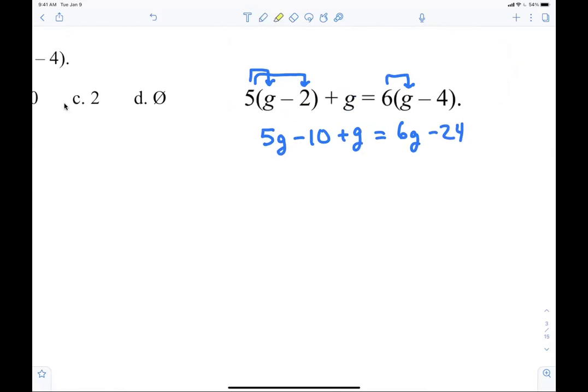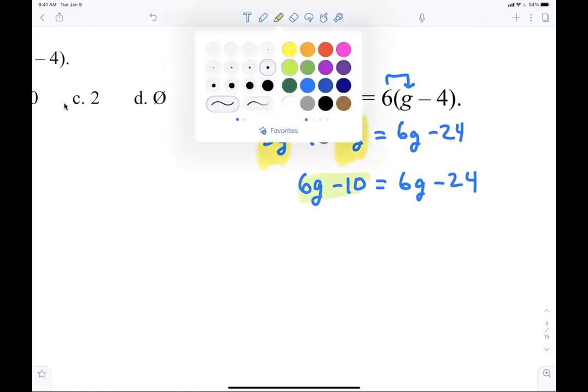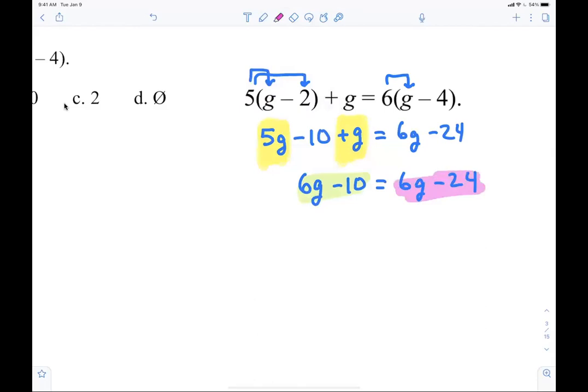Now, on the left side, what do I have to do? 5G plus G. There you go. I want everybody to rewrite that. 6G minus 10 equals 6G minus 24. Does that make any sense? Yeah. Everybody okay with that? Now, the real question though, is that 6G minus 10 possible to equal 6G minus 24? That's not possible. All right, that is not possible.